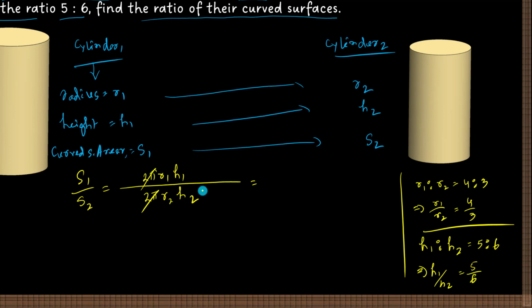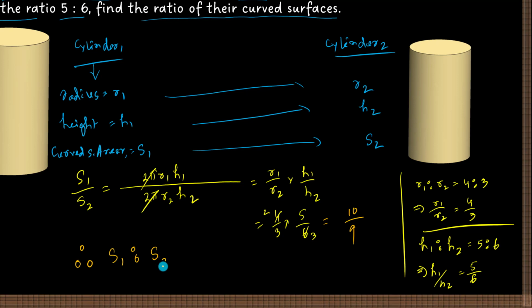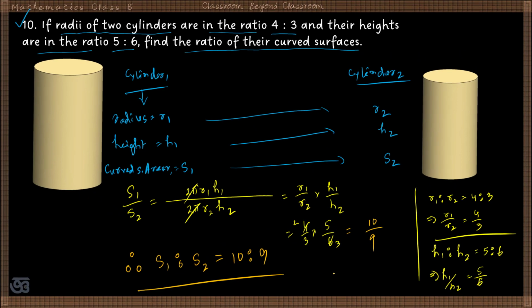So you can put this value, R1 divided by R2 multiplied by H1 divided by H2, and R1 divided by R2 is 4 divided by 3, and H1 divided by H2 is 5 divided by 6. So 2 2s are 4, 2 3s are 6, and this is equal to 10 divided by 9. Therefore S1 is to S2 is equal to 10:9. This is the ratio of the curved surfaces of the two cylinders.